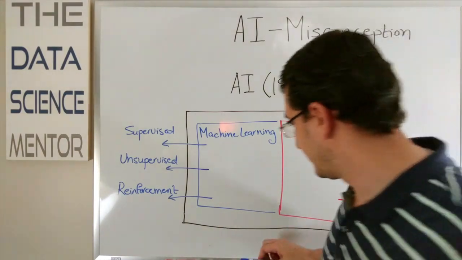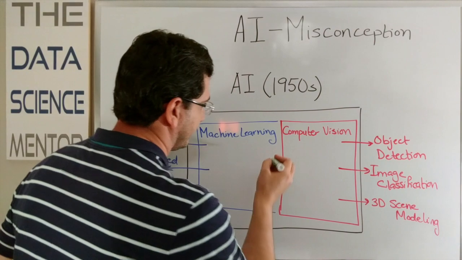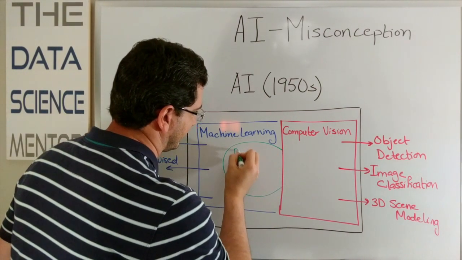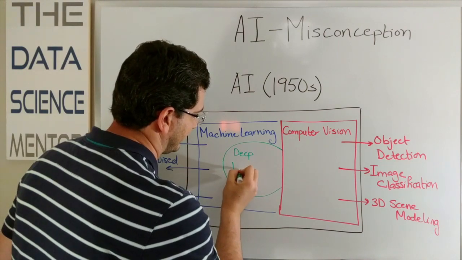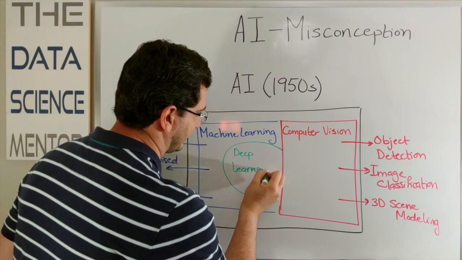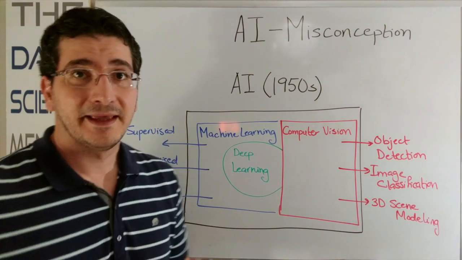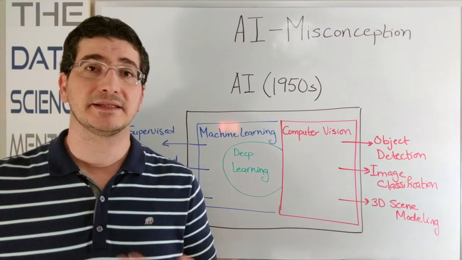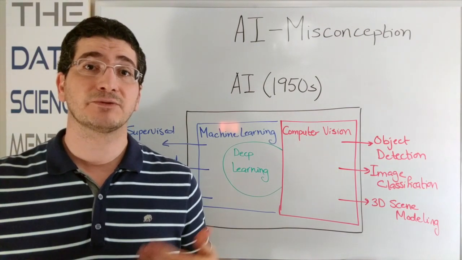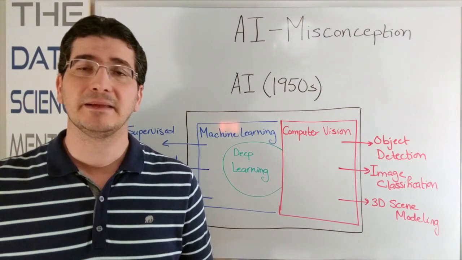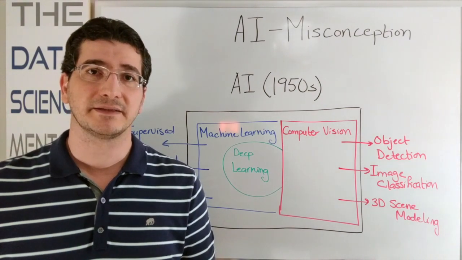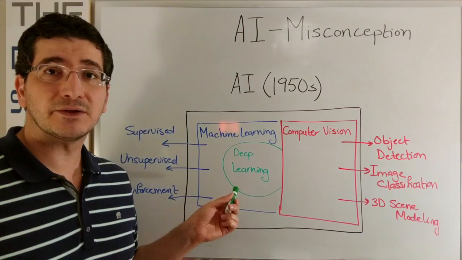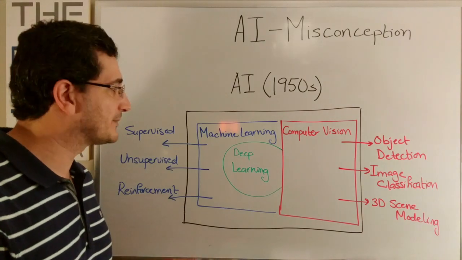So let me add it to the board. Deep learning. And now, with the rapid advance in technologies and the emergence of GPUs and TPUs, deep learning is resulting in amazing breakthroughs in many fields, such as language processing and computer vision. So deep learning, although mainly a subset of machine learning, it also overlaps with computer vision.